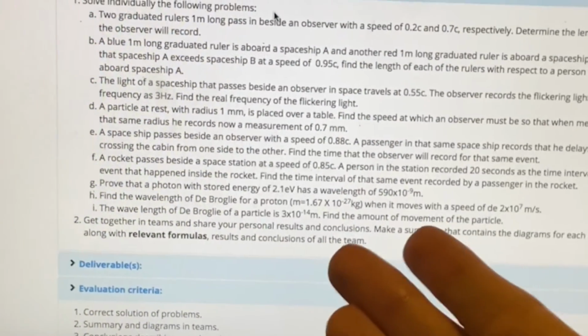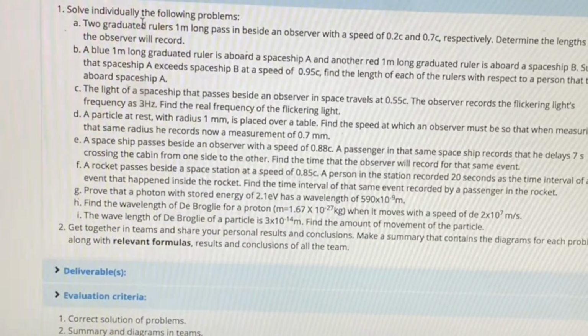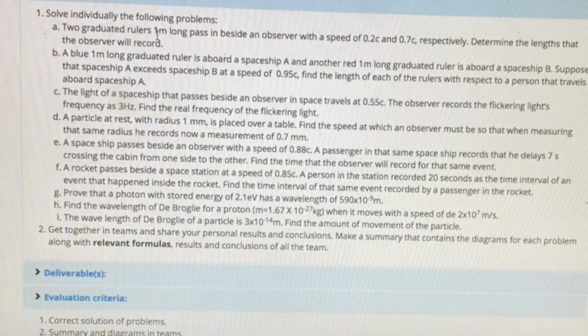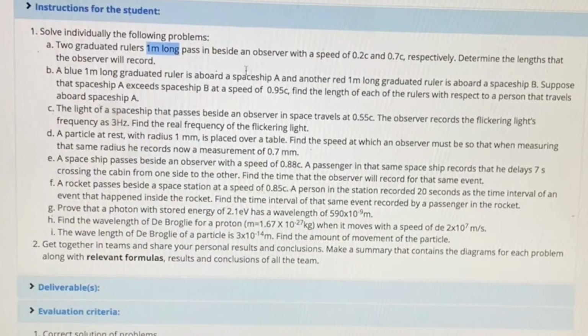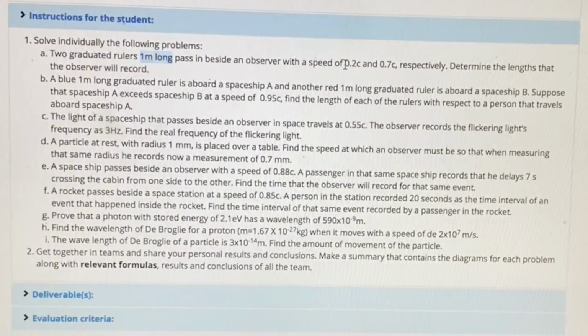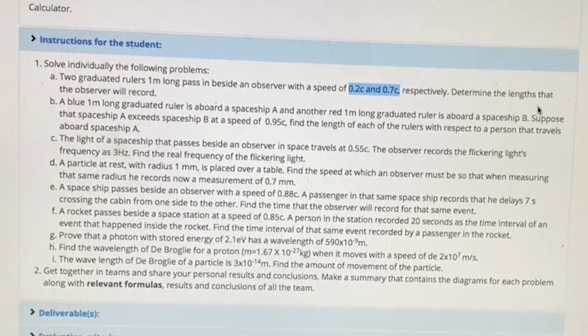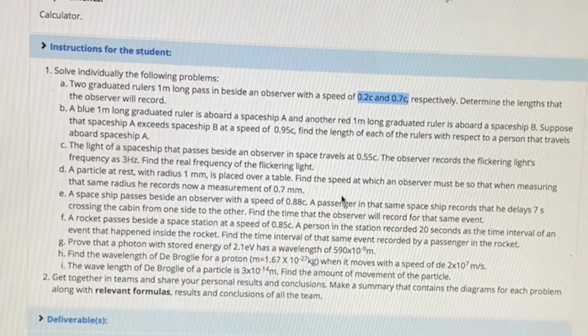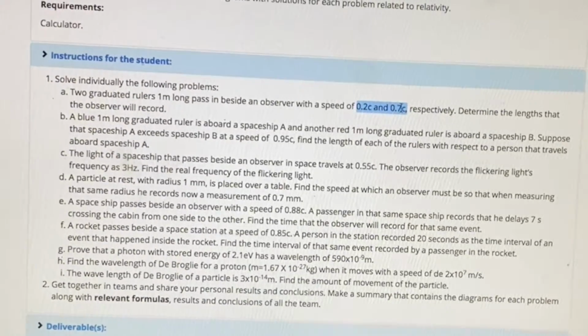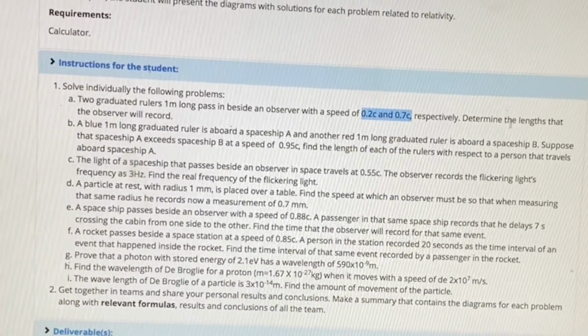Well, here is exercise 15 and mine is number 1. It says: two graduated rulers of 1 meter long pass beside an observer with a speed of 0.2 c and 0.7 c respectively. Determine the lengths that the observer will record. So we can see that there are 2 speeds, so we're going to determine 2 lengths.